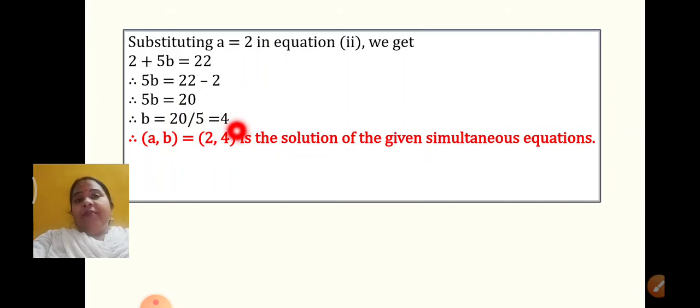Now what is left? This is very important, even in the board exam it carries marks. Writing the final answer, a comma b, that is 2 comma 4, is the solution of the given simultaneous equation. Now what is the method that we have used in this particular sum? Same sign, subtract. If you see the same number, same sign, you always subtract the two equations. Okay, so I hope this sum is clear to you. Moving on to the next question.